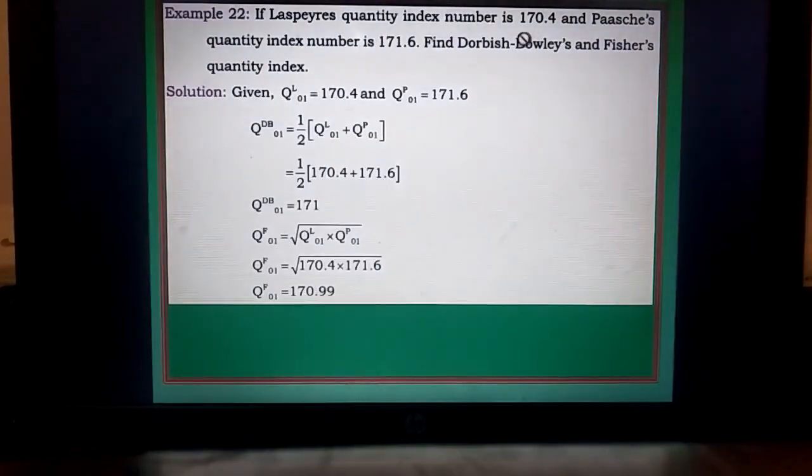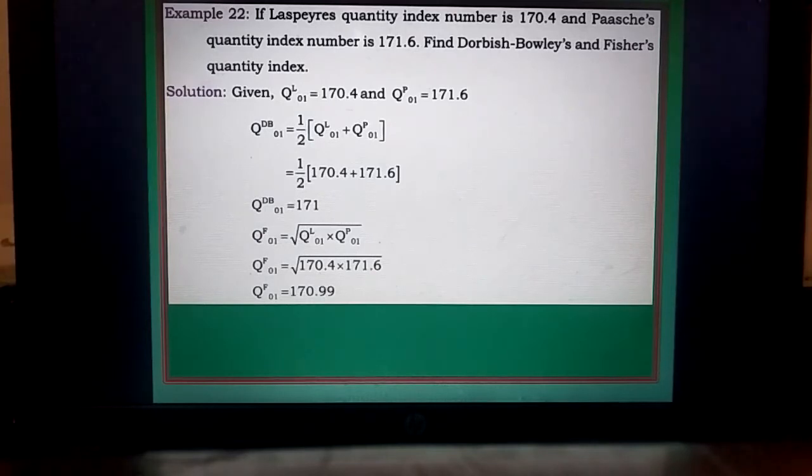If last year's quantity index number is 170.4 and purchase quantity index number is 171.6, find Dorbish-Bowley's and Fisher's quantity index numbers. So half of our work has been reduced when compared to 5 mark and 10 mark questions. We were in need of calculation of last year's quantity index number and purchase quantity index number first, and then we used to substitute in relation with Dorbish-Bowley's and Fisher's quantity index. But here last year's quantity index number and purchase quantity index number have already been given as calculated ones.